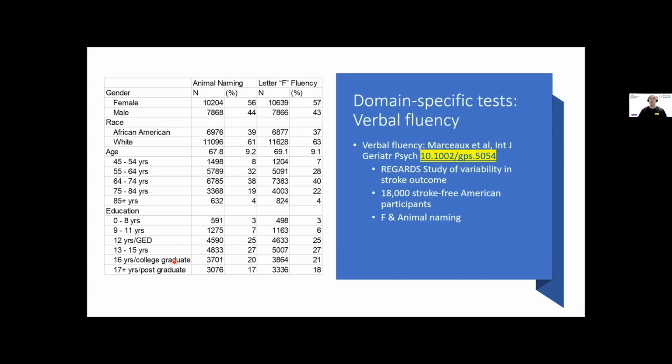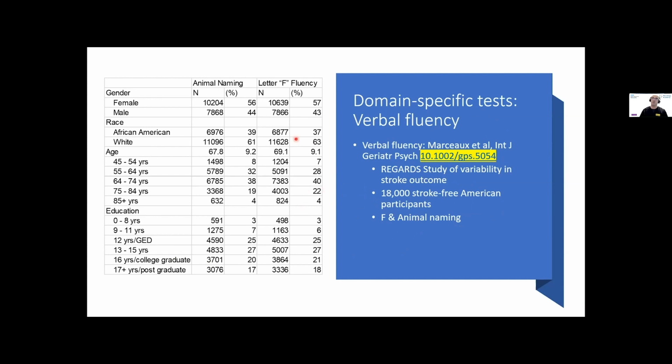Okay, so jumping right in, a lovely textual slide, but focused down here, this is a study done by Marceau et al., published in the International Journal of Geriatric Psychiatry, the Orange Journal, and there's your DOI if you want to look it up. This was 18,000 stroke-free American participants. These were the control group from a large study, the REGARD study of variability in stroke outcome in the US. And they simply developed norms, normative testing for F fluency, verbal fluency, and animal naming.